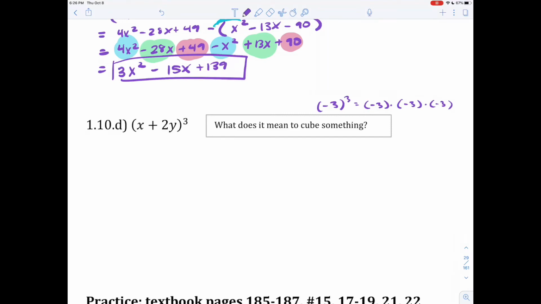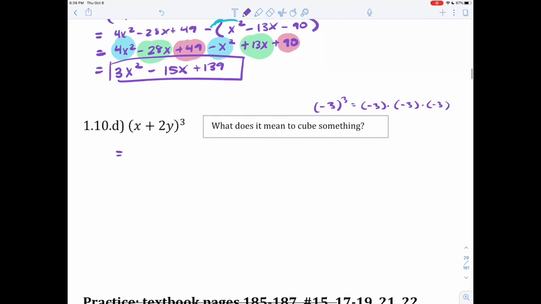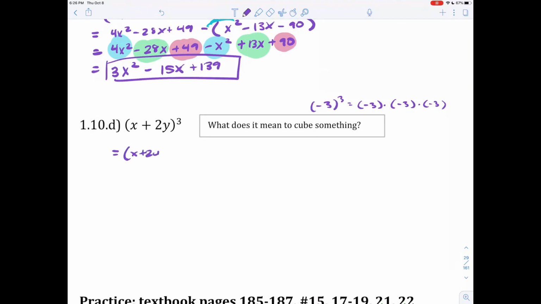In the same sense, when we cube x plus 2y, that means we have x plus 2y being multiplied by x plus 2y, and since it's to the power of 3, there's a third x plus 2y. When we choose to go further with that, there's a couple of multiplications to take care of, but we can do that in any order. I'm going to tackle these two first and leave this other one on its own. So this one I'm going to leave intact. The rest I'm going to multiply.